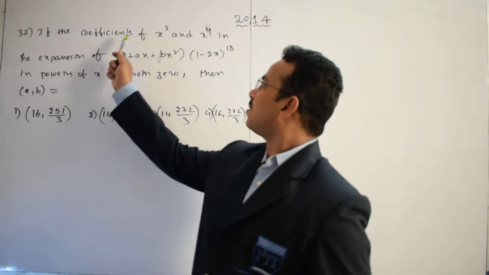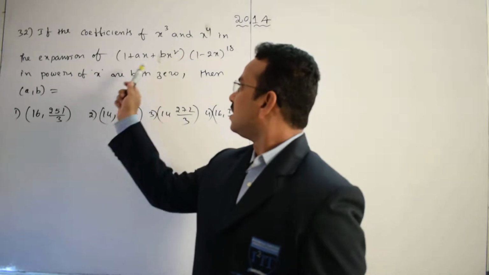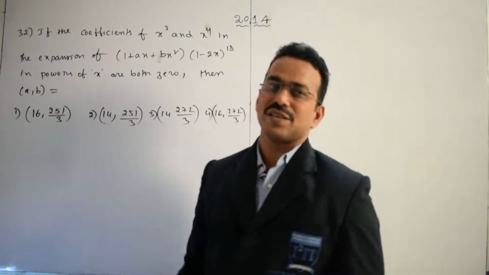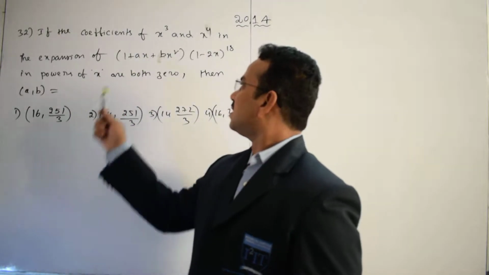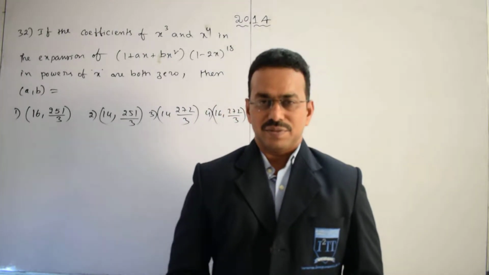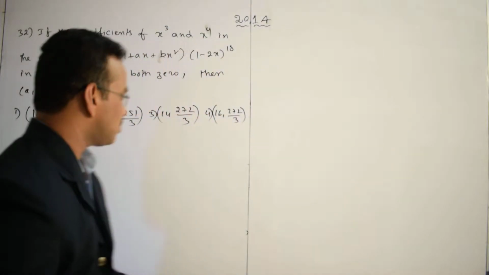Clearly, the given information is that the coefficient of x cube as well as the coefficient of x power 4 in the given expansion equals 0. When you equate them to 0, you will get two equations in two unknowns, that is a, b. Then you can solve those two equations. Finally, we will get the values of a and b. Let's start the solution.